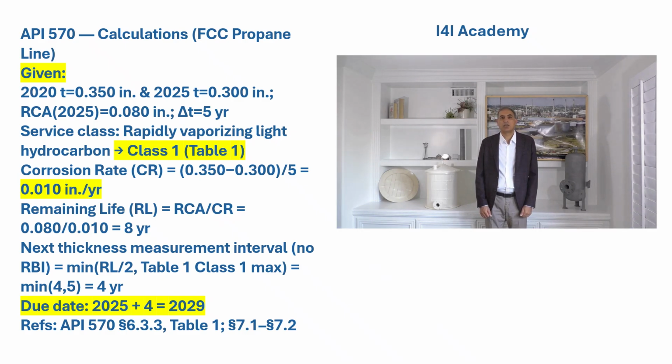Two quick teaching notes as you practice these. First, don't rederive minimum required thickness when the remaining corrosion allowance is already documented in the file. Use RCA directly in remaining life equals RCA over CR. Second, always classify the service first, because that drives the table cap and can change your final interval even if your remaining life is large. That's the complete solution. Clean, code-aligned, and exactly the level of calculation the exam expects.